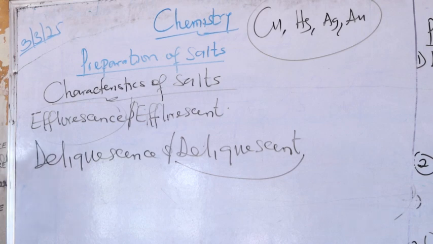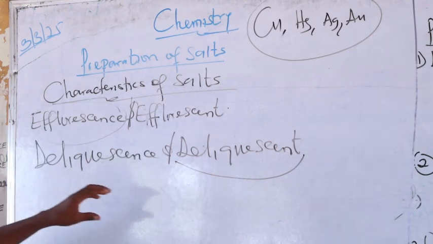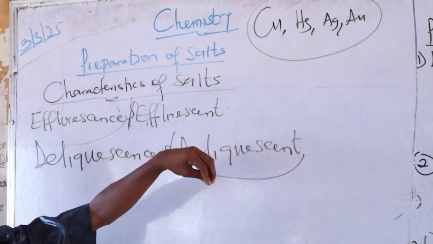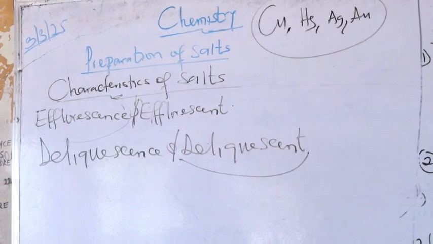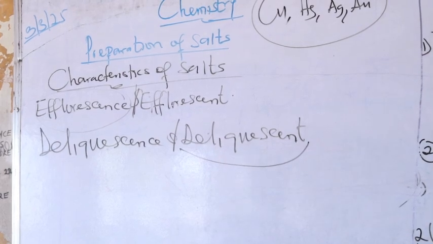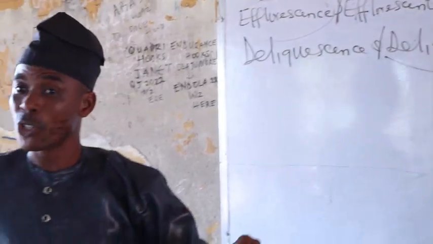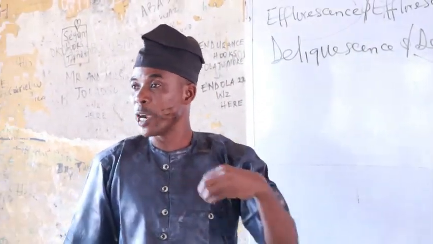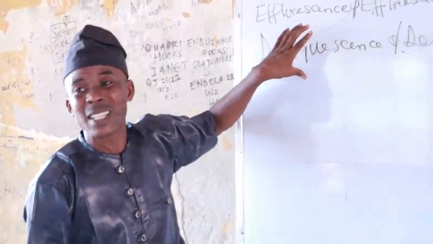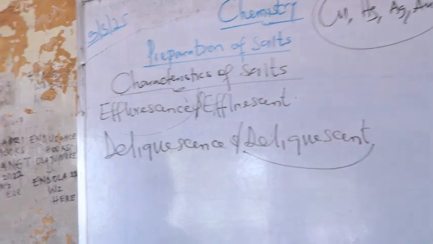Please, when you are asked to define deliquescent, don't write deliquescence or don't define deliquescence. Deliquescent refers to a salt or substance which, on exposure to the atmosphere, absorbs moisture large enough to turn into solution. But the process by which a salt on exposure to the atmosphere absorbs moisture and turns to solution is referred to as deliquescence. I hope that is clearly understood.